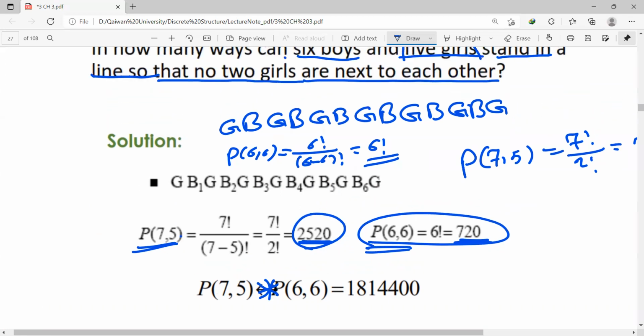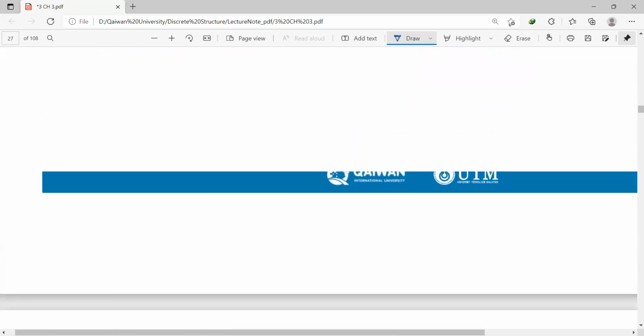So now here we are going to find the permutation of 6 boys for 6 positions, 6 places. And also you should know how many positions we have for the girls. We have 7 positions for the girls. Since we have 7 positions, we are going to put 5 girls into 7 places, choosing each place for a girl. That means we have the permutation P of 7 and 5.